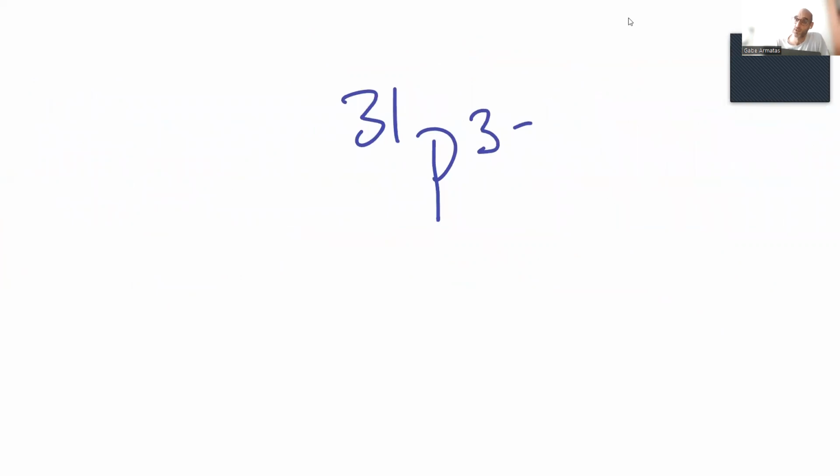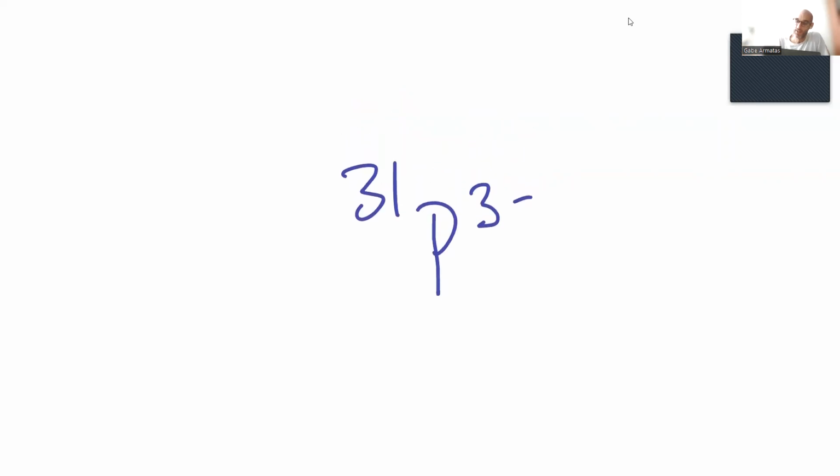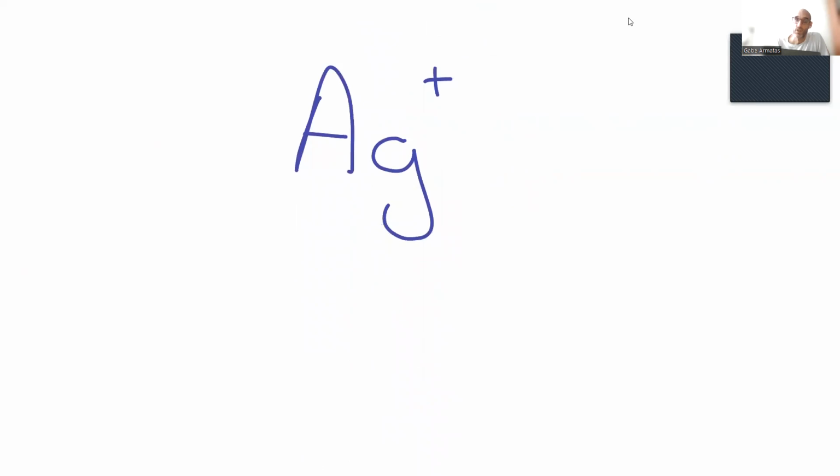Phosphorus has a 3- charge. That means that however many electrons in a neutral atom, add 3 to it, because I've got 3 extra present. If you have a negative charge, you've gained electrons. Silver here has a +1, meaning it has lost 1 electron, okay?